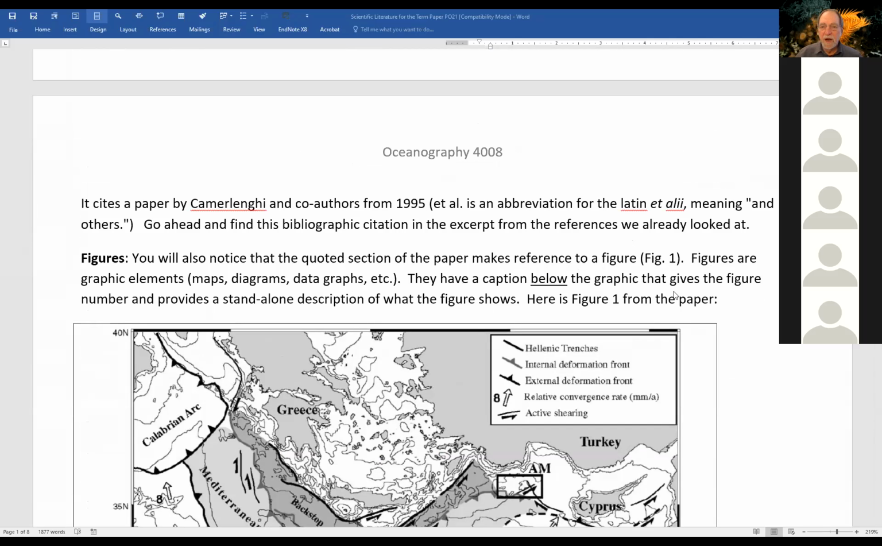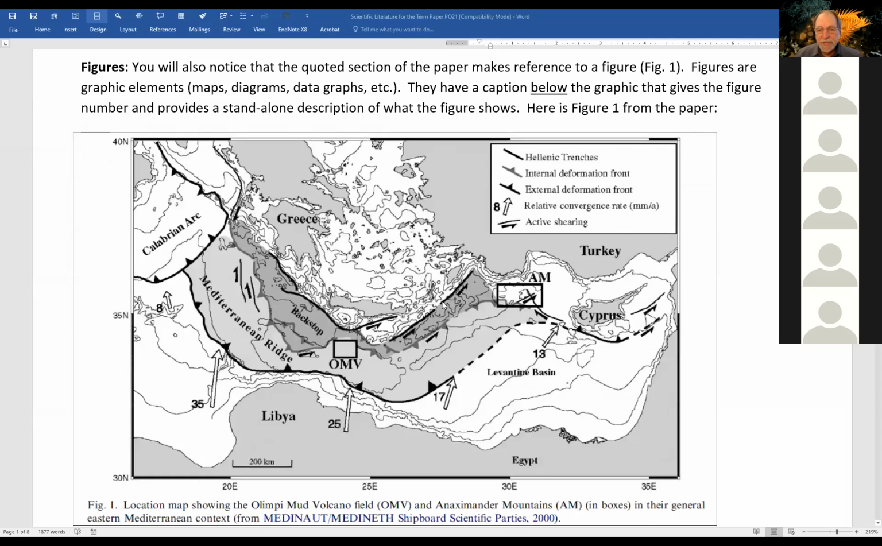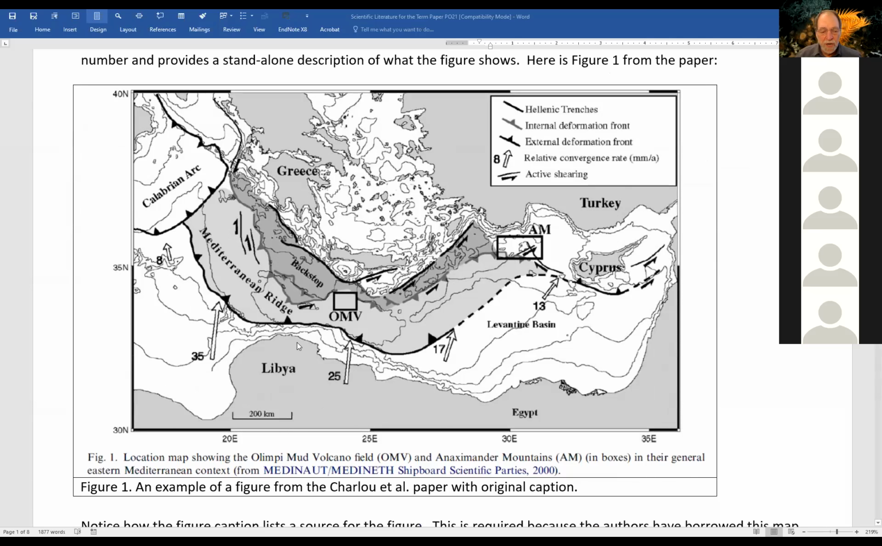And so figures are graphic elements. They're maps, they're diagrams, they're data graphs, etc. They're always graphics. They have a caption below the graphic that gives the figure number and provides a standalone description of what they show. So this is figure 1 from this paper by Charlou et al. And so here it is. This is the figure number, and then it's figure 1. Sometimes they write out figure, sometimes they just say fig, sometimes it's capitalized. It depends on the journal. But the caption will always give you the figure number, and then it says what it is.